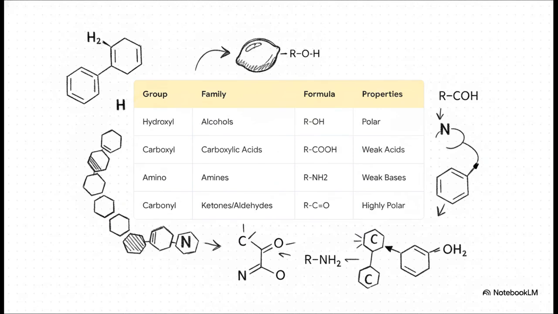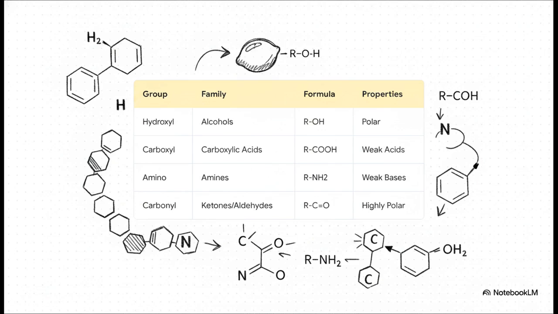When you categorize these functional families, you can really see how quickly the rules of the game change. By just swapping out a hydrogen atom for a hydroxyl group, an OH, you instantly create an alcohol, making the molecule polar and water-soluble. Swap in a carboxyl group, you've got a weak acid. Attach an amino group featuring a nitrogen atom, and suddenly you've created a weak base.